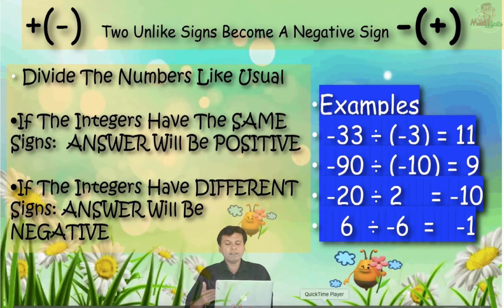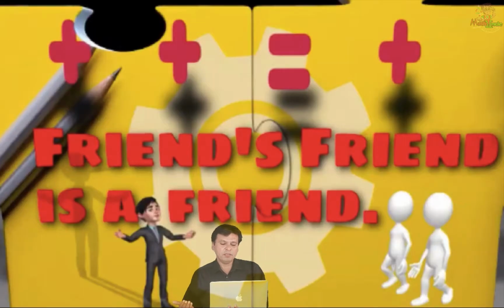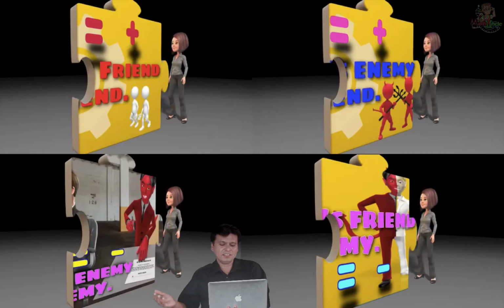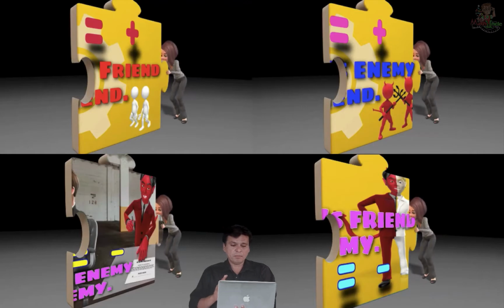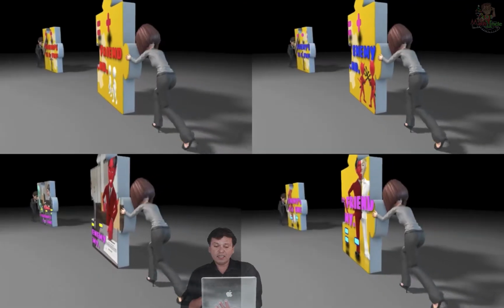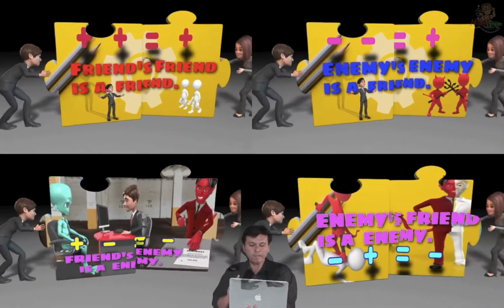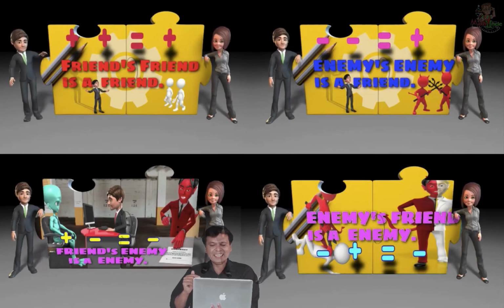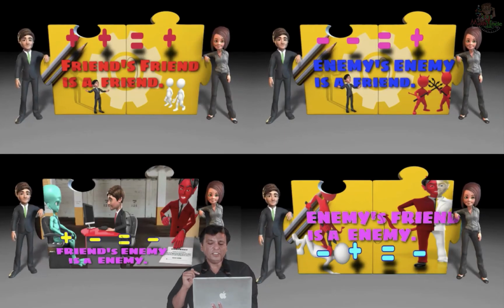If you see, we have applied the same rule. A friend's friend is a friend, an enemy's enemy is a friend, a friend's enemy is an enemy, and an enemy's friend is an enemy. And always remember, two unlike signs become a negative sign, two like signs become a positive sign. So that is multiplying and dividing integers.